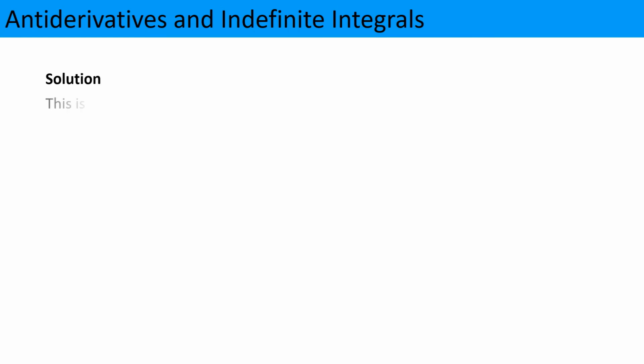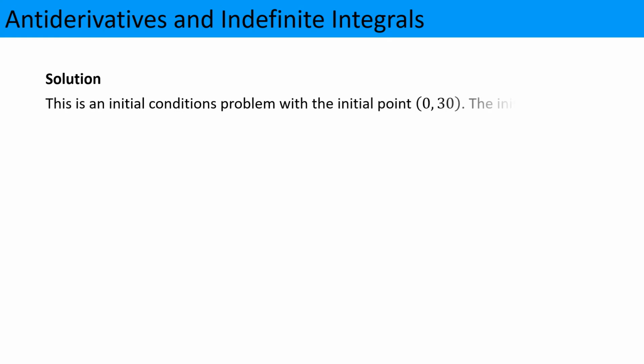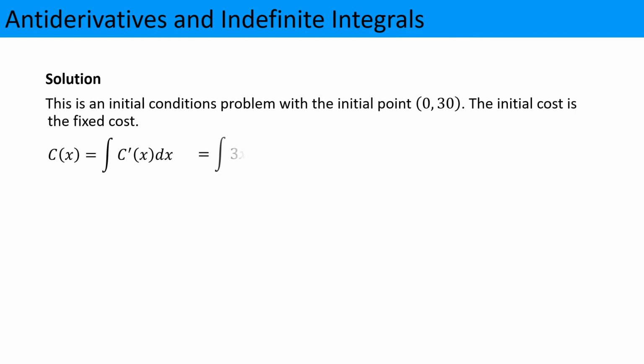Solution. This is an initial conditions problem with the initial point (0, 30). The initial cost is the fixed cost. To solve for the cost function c of x, we need to integrate the derivative c prime of x dx. And so that'll be the integral of 3x squared minus 24x plus 53 dx, and let's integrate.